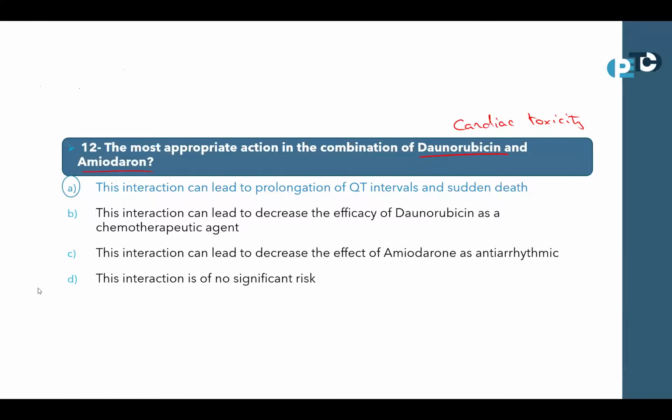Do you know the drug that is used to protect against cardiac toxicity from daunorubicin? What is its name? Yes, dexrazoxane. Dexrazoxane is the drug that is used to decrease the cardiac toxicity of the rubicin family in general, especially daunorubicin.